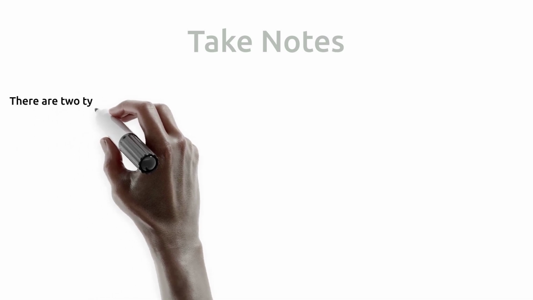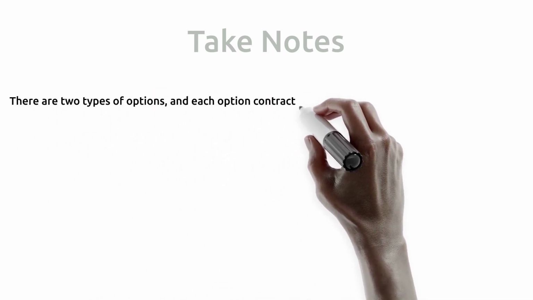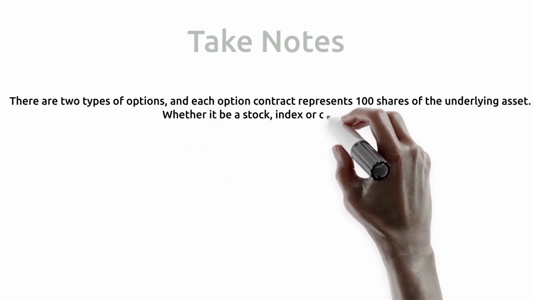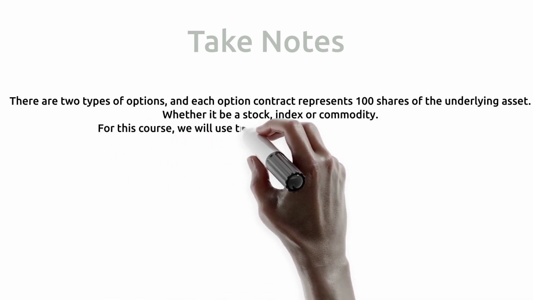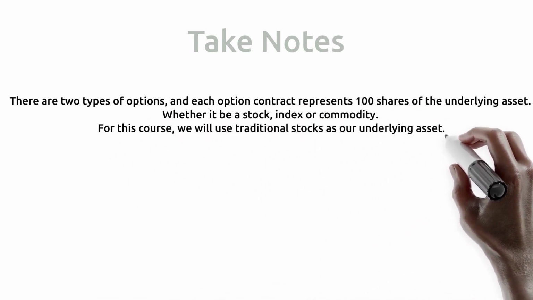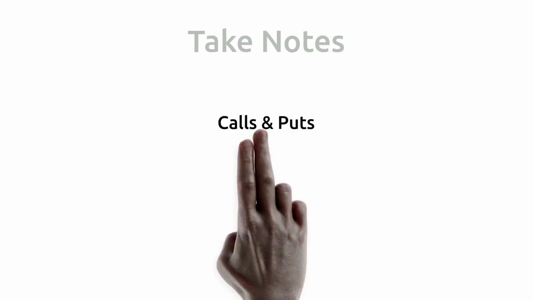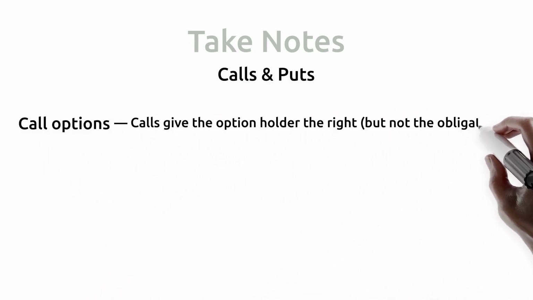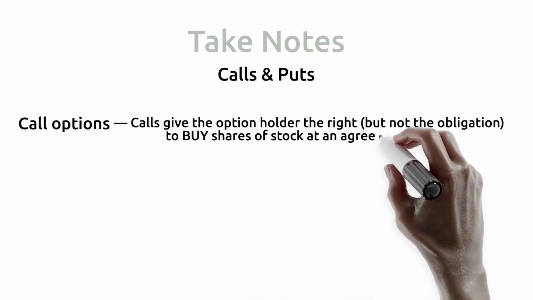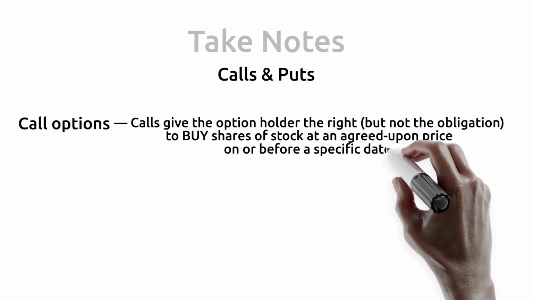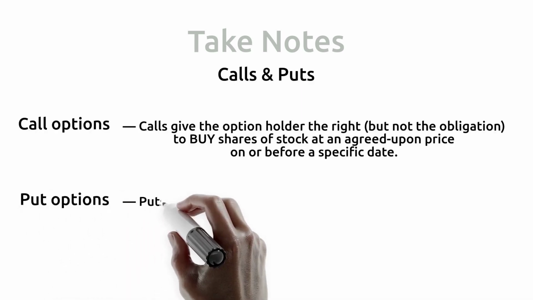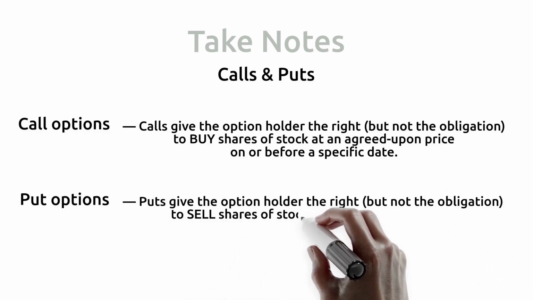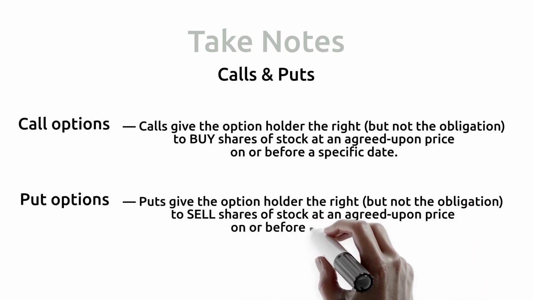There are two types of options, and each option contract represents 100 shares of the underlying asset, whether it be a stock, index, or commodity. For this course, we will use traditional stocks as our underlying asset. Call options. Calls give the option holder the right, but not the obligation, to buy shares of stock at an agreed-upon price on or before a specific date. Put options. Puts give the option holder the right, but not the obligation, to sell shares of stock at an agreed-upon price on or before a specific date.